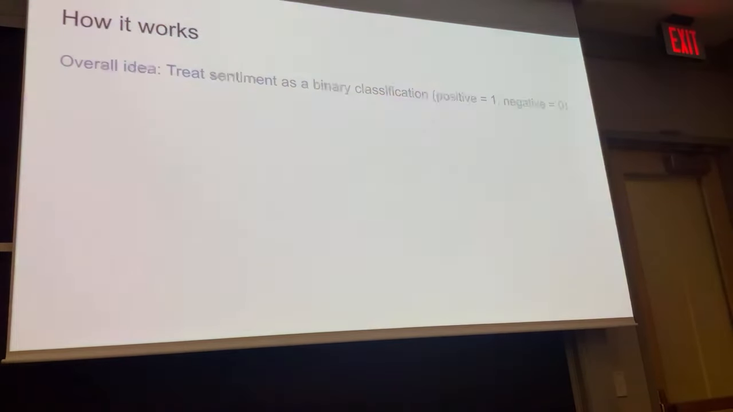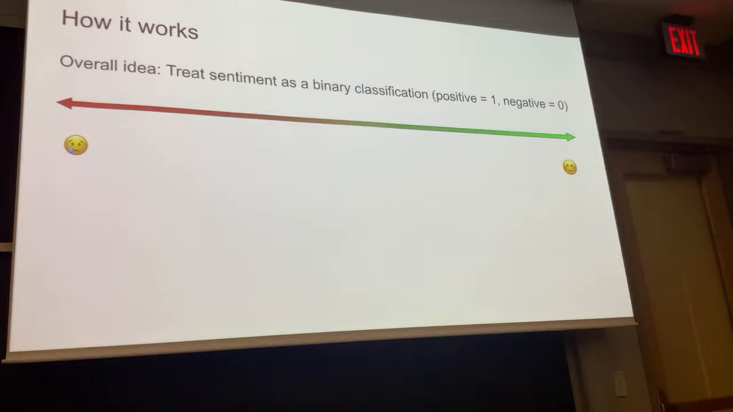Okay, so a very high level of how sentiment analysis works, reframing this problem in a more traditional machine learning context. To simplify things, we're going to treat sentiment as a binary classification. If it's a good, positive sentiment, we say it's a 1, and if it's a negative sentiment, we say it's a 0. The reason we're doing this is that it makes the math easier, so it's just a single axis scale.